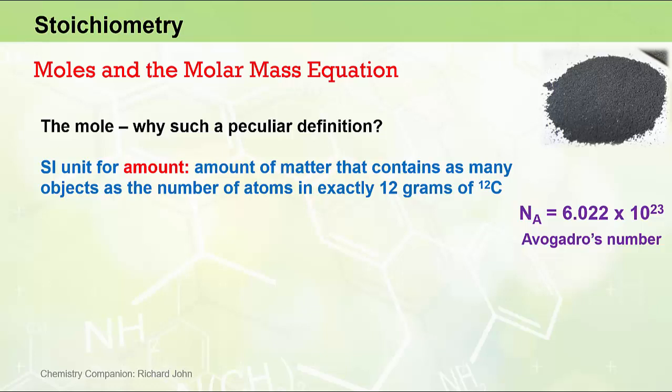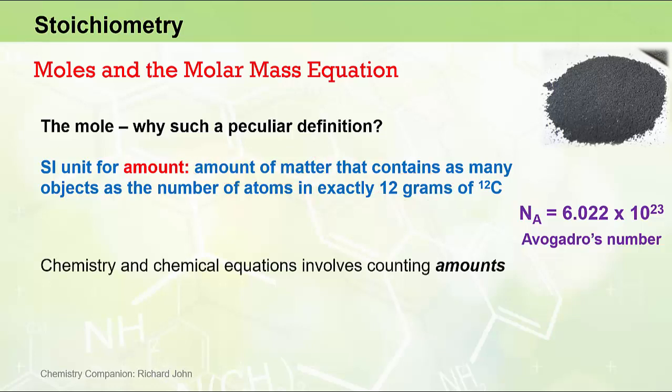The definition of the mole, whilst peculiar, is clever because what it does is relate the amount of a sample of matter, for example, how many atoms, molecules or ions are in a sample, to the mass of that sample of matter in grams. The reason this is important is because chemistry and chemical equations involve counting amounts.